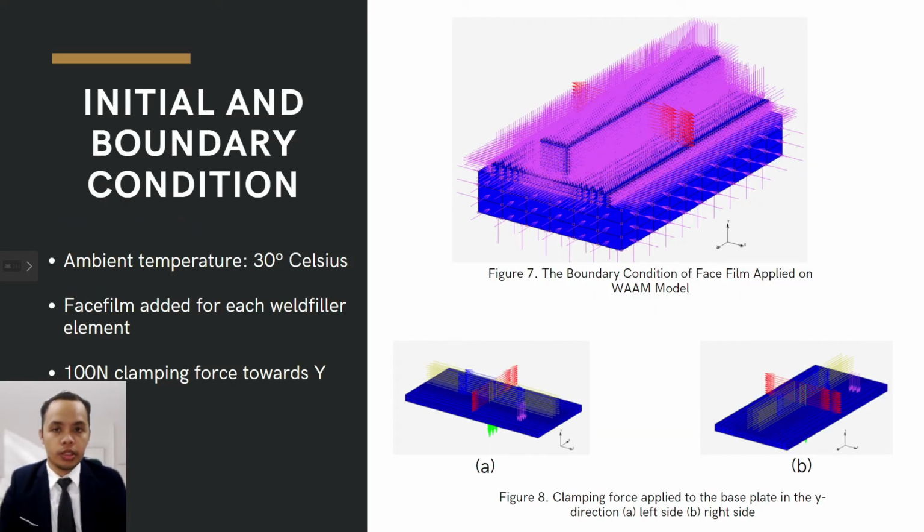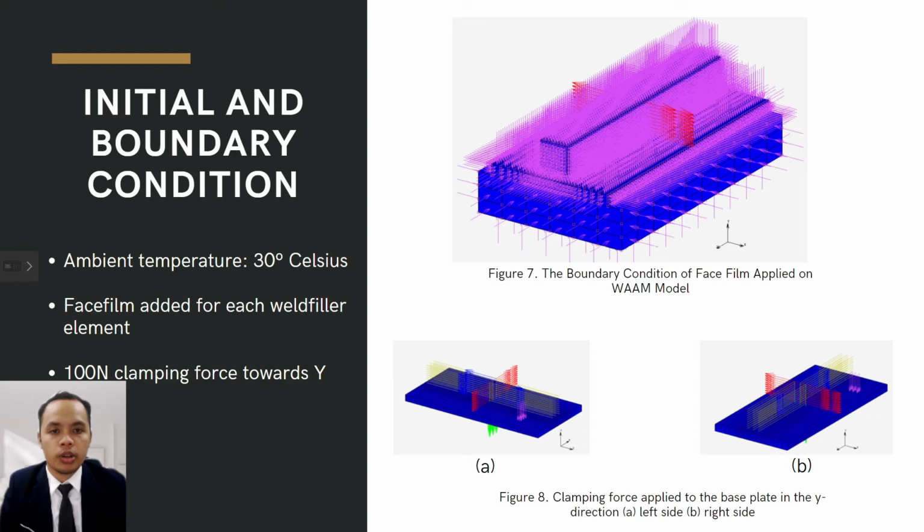In this WAM simulation, just an initial state of thermal condition was defined. All the elements in this simulation, which were the weld filler, plate, and table, were defined to be at 30 degrees Celsius. Next, thermal and structural boundary conditions were applied in combination with each other. The film boundary conditions shown in figure 7 were added to the surface of each weld filler element in order to simulate the cooling effect of the surrounding environment.